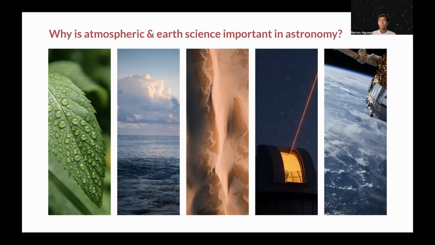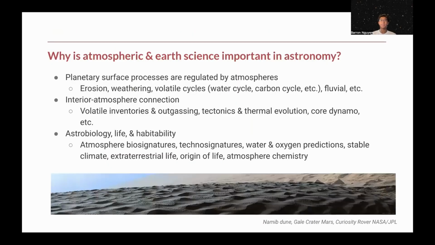So just a quick intro and something to start you all thinking about the connection between earth science and astronomy. Here are a couple cool photos about some of the things that are connected when we talk about discovering and characterizing exoplanets: oceans, biology, dune formation, surfaces, and climate. So here's a quick primer on potentially why Earth science is important to astronomy.